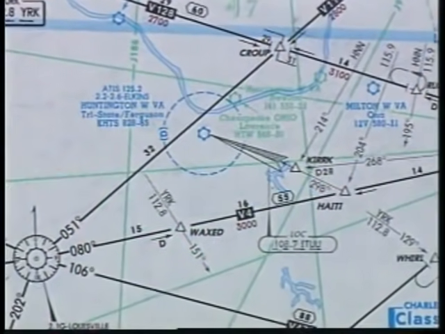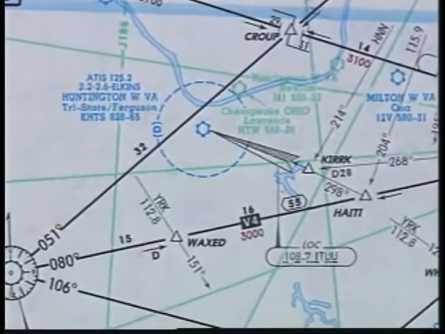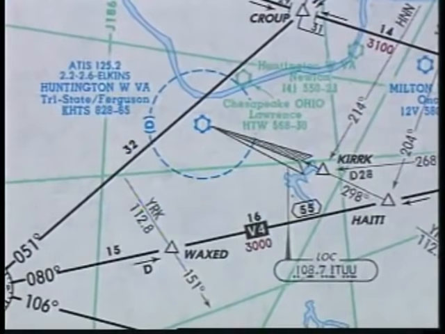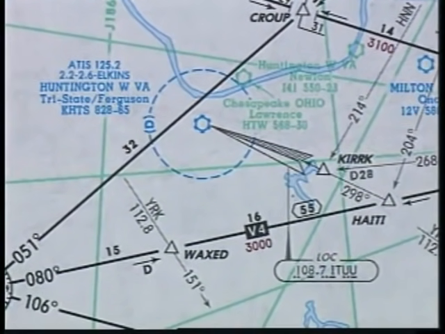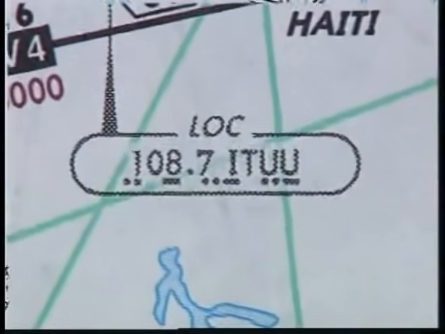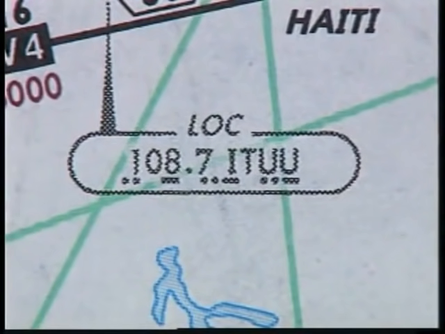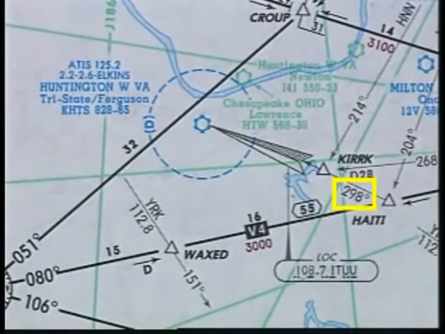A localizer facility is shown on the en route charts only if it performs an ATC function, such as identifying a fix, and is noted with a half-feathered arrow. In this case, Kirk is the intersection. The localizer frequency, identifier, Morse code, and the inbound course are shown.